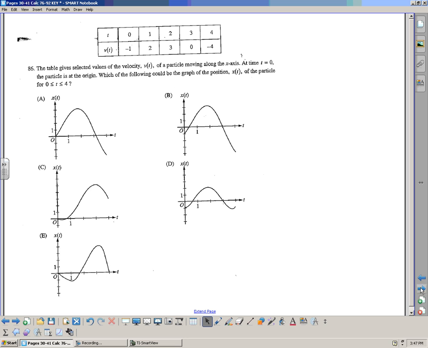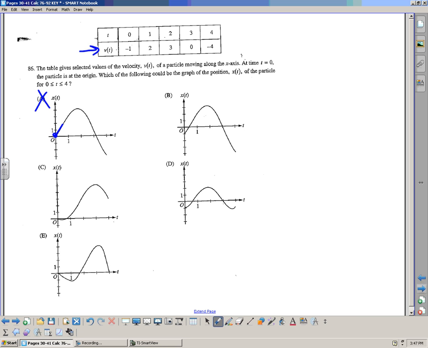Number 86. The table gives selected values of velocity v of t of a particle moving along the x-axis. At time t equals 0, the particle is at the origin. Which of the following could be the graph of the position function? So here again, let's think about what velocity is telling us. Velocity is telling us what direction we're moving in. It's the derivative. So at 0, the position function would have a slope of -1, meaning that it's going down.